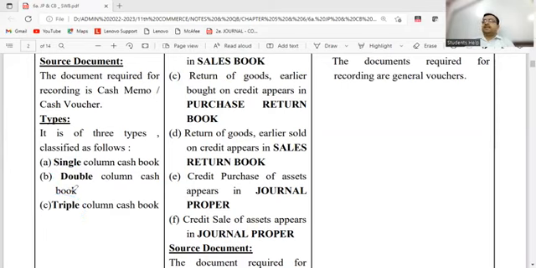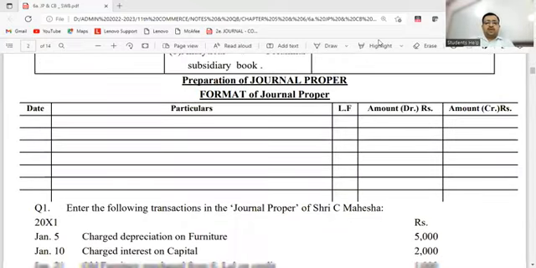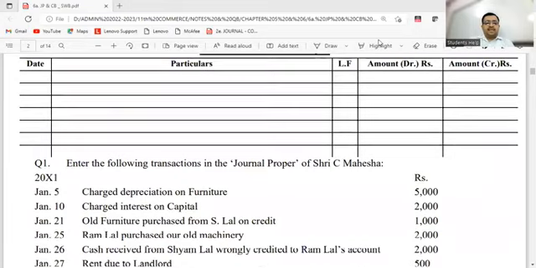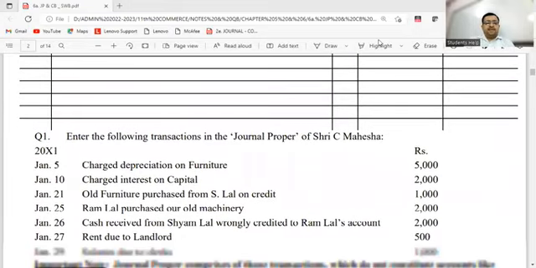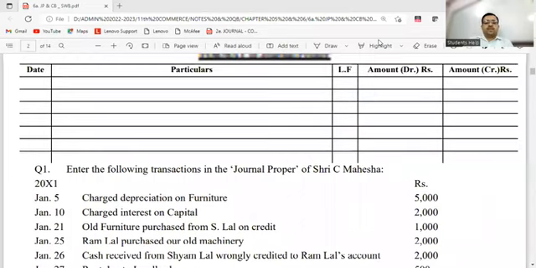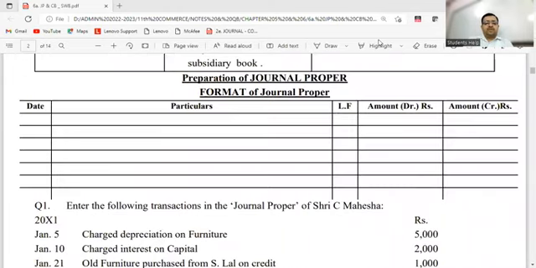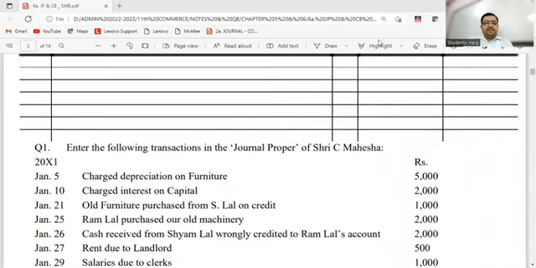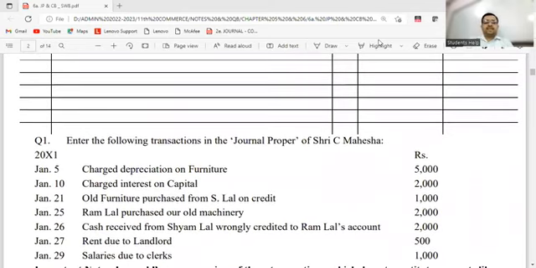Samajh mein aayi baat? Yes or no? Pakka? Chaliye. So if people are well versed in journal, they will know how to make journal proper too. Format looks exactly the same, children. And we have so-called transactions on January 5th, 10th, 21st, 25th, 26th, 27th, and 29th. I would request everybody, this format of journal is not self-sufficient. You need to draw the format of journal, children, and it will be made exactly as we used to make earlier. Start with these journal entries, quick and fast. Chaliye.